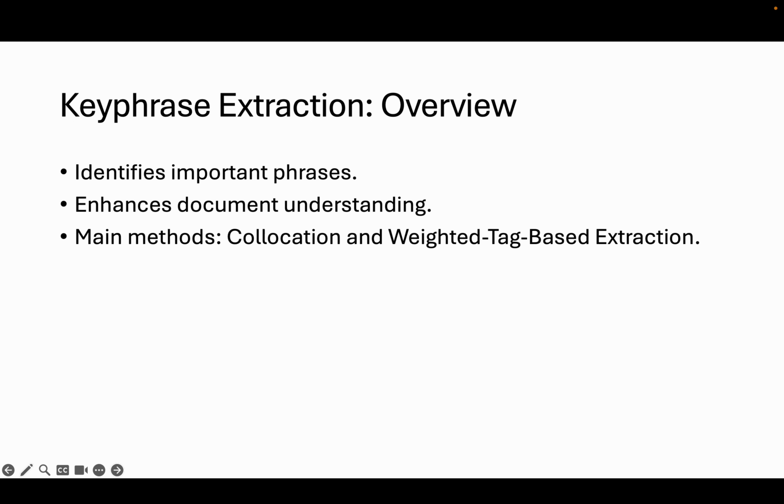Next, key phrase extraction is a process that involves identifying significant phrases that convey the main ideas of a text. This is important for summarizing and indexing documents. We'll discuss two methods, collocation and weight tag-based extraction.